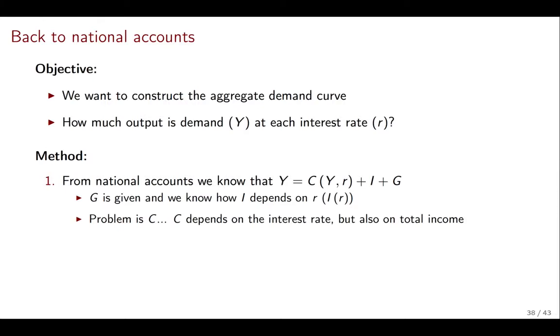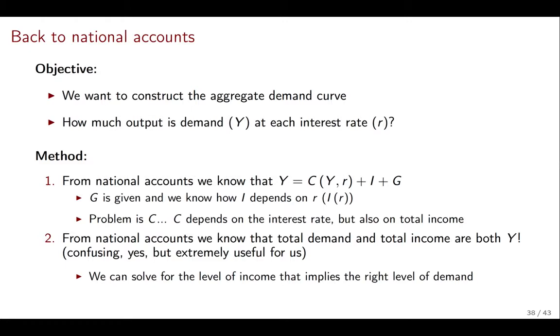Now, G is taken as given. It is exogenous to the model. And we know that investment depends on the interest rate that we covered when we did our video on the firm optimal policy. The problem here, though, is consumption, because consumption depends on the interest rate, but it also depends on total income. So we need a way of relating consumption to total income, but then generating total demand.